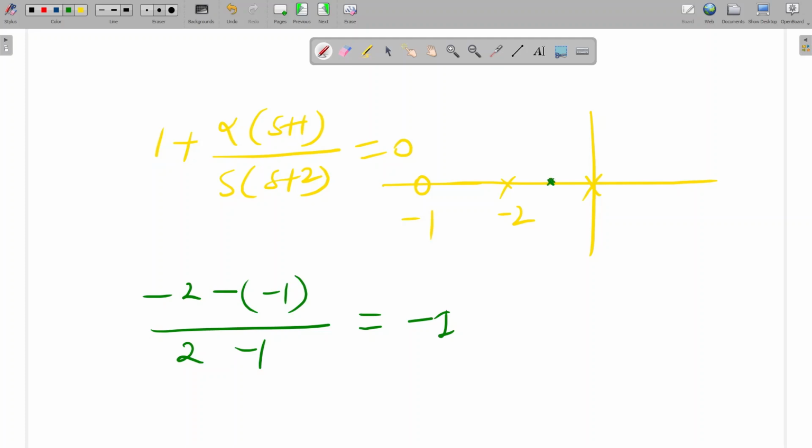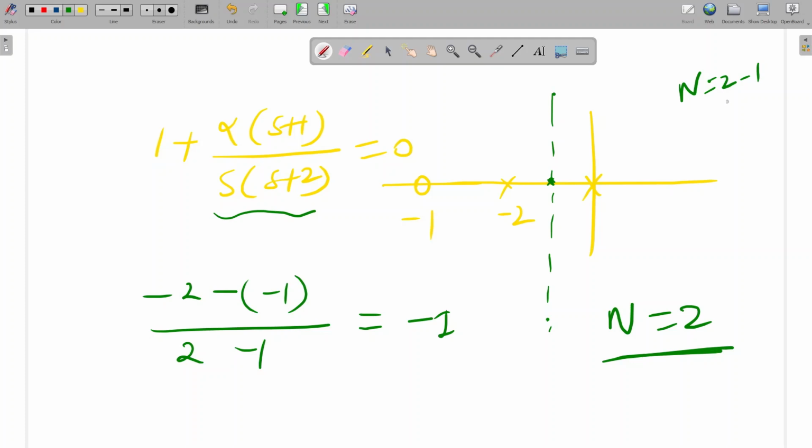Here somewhere it will be. And the number of asymptotes will be equal to 2. Sorry, it will be 1 only, no? One second, maybe I'm doing some mistake. Okay, it's incorrect. So what will the centroid be? We have 2 poles and 1 zero, so n is equal to 2 minus 1. That will be 1 only.